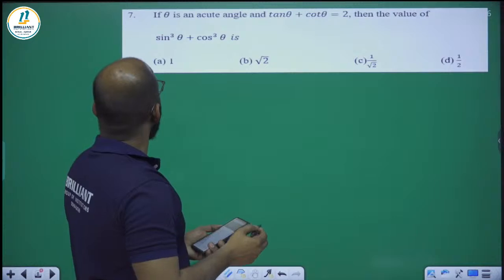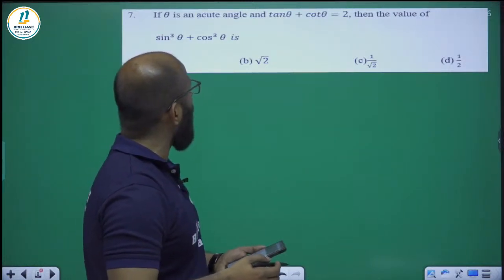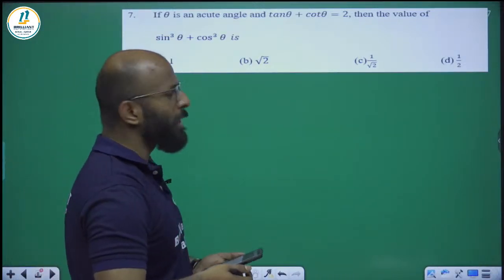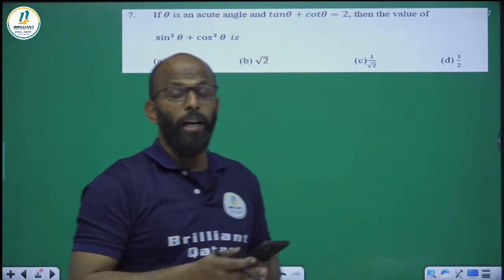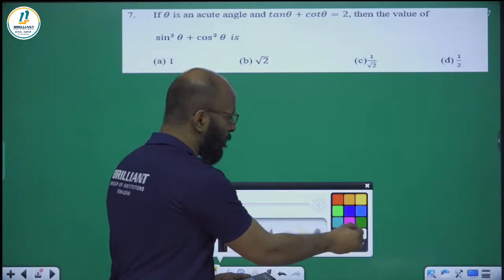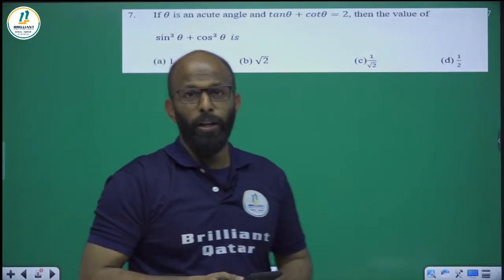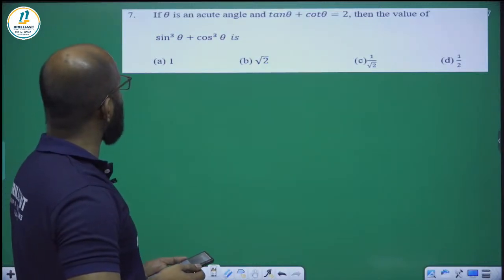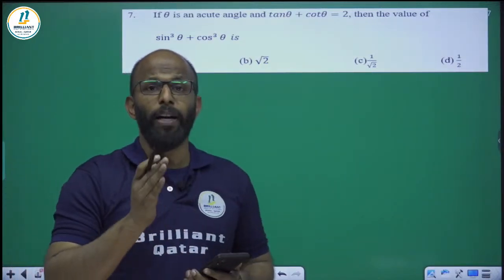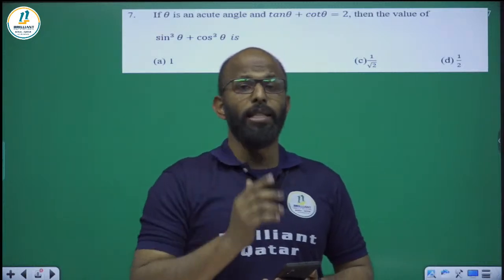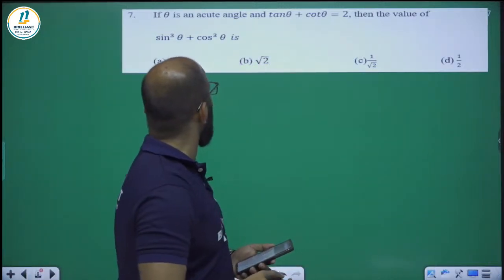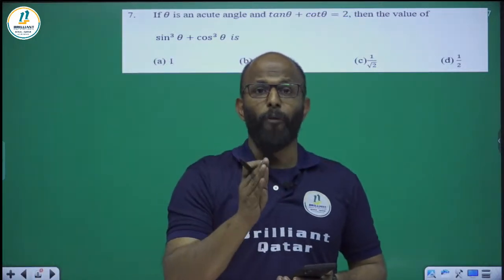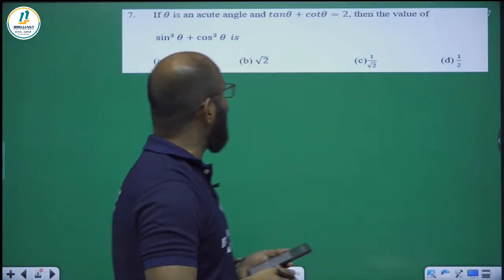Now the next one is, if theta is an acute angle and tan theta plus cot theta is equal to 2, then find the value of sin cube theta plus cos cube theta. This is also an important previous year question, so please listen carefully. So we'll move to question number 7. In one way we can say that this question is a combination of trigonometry and quadratic equation. So let's see how we can solve this one.